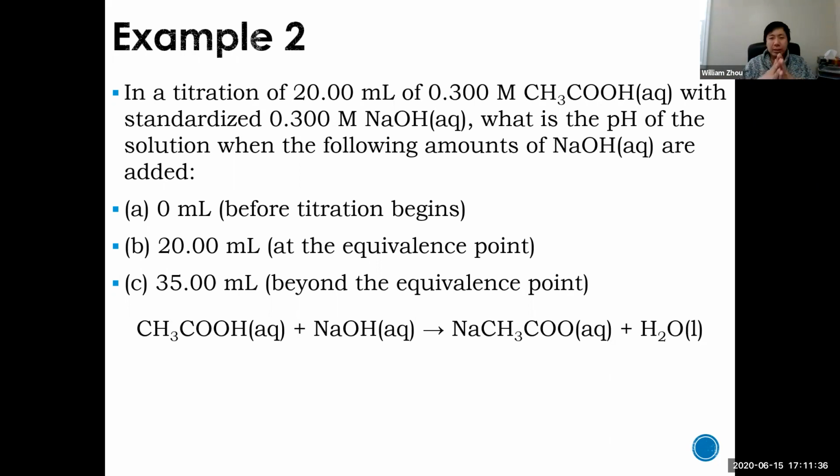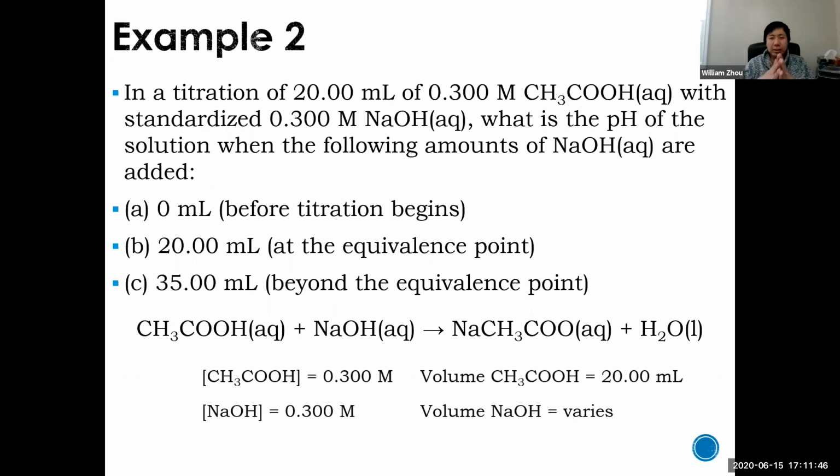So here is your neutralization reaction. You have the acid plus the sodium hydroxide, the base. You have sodium acetate, your salt, and liquid water. And of course, you know all of this information: the concentration of the acid, the concentration of the base, the volume of the acid, the volume of the base. It's just different at different stages. Calculate the pH. We're going to break this down one step at a time.